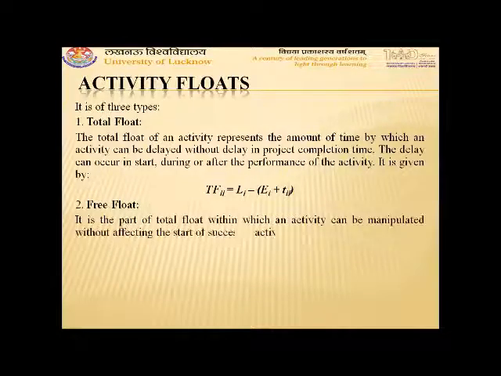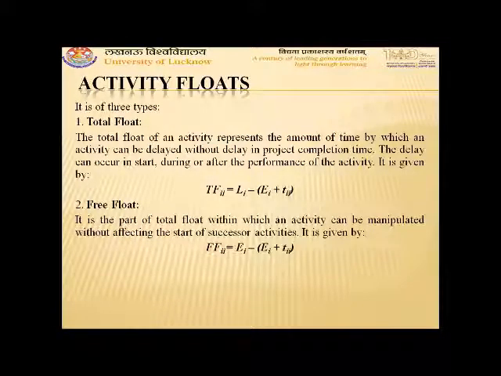Second is free float. Free float is the part of total float within which an activity can be delayed without affecting the start of successor activities. That means successor activities should not be affected by the delay in the current activity. The free float is given by FFIJ is equal to EJ minus EI minus TIJ. That means earliest finish time minus earliest start time minus duration of the activity.